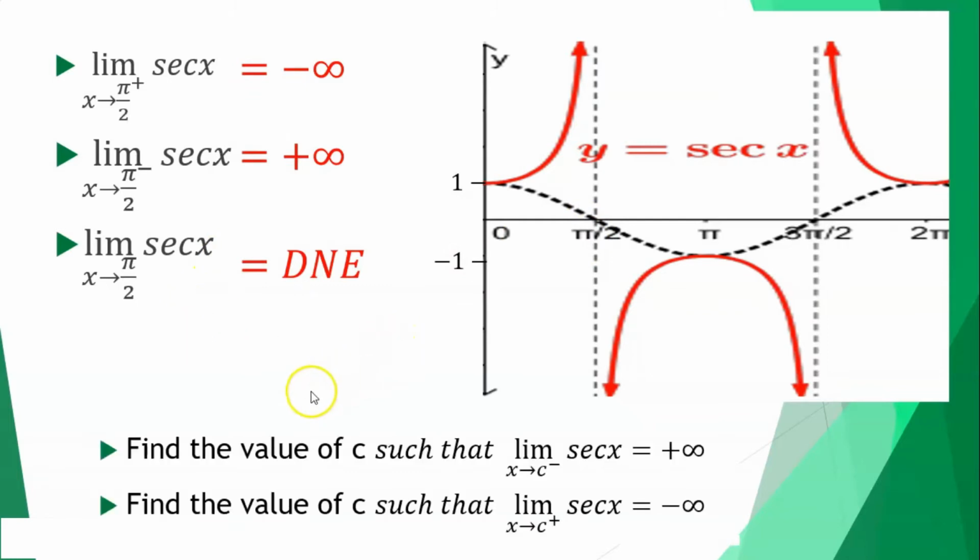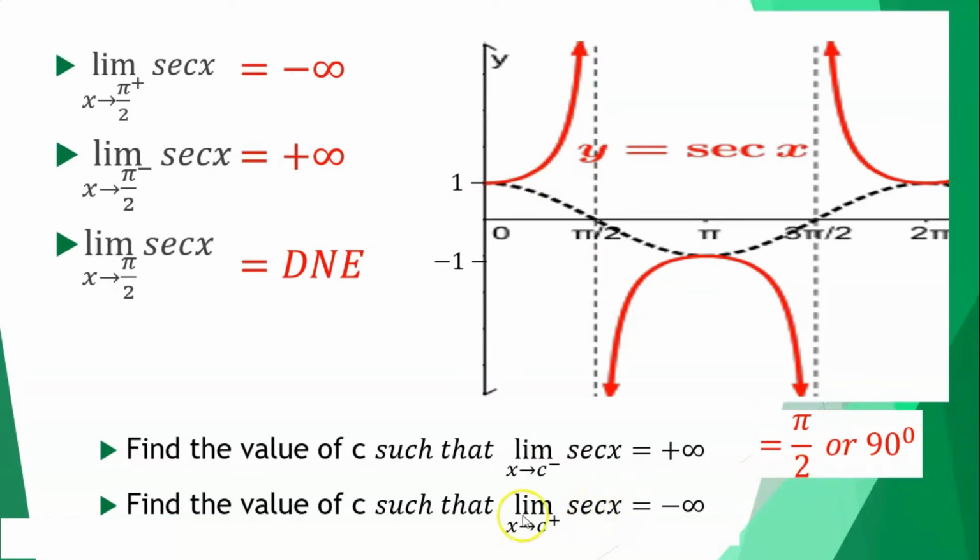Okay, another. This one, find the value of c such that the limit of secant of x as x approaches c from the left is positive infinity. Positive infinity refers to the graph going up. If it is approaching c from the left, our value here would be pi over 2, or that's 90 degrees. Take note, this is only for one cycle.